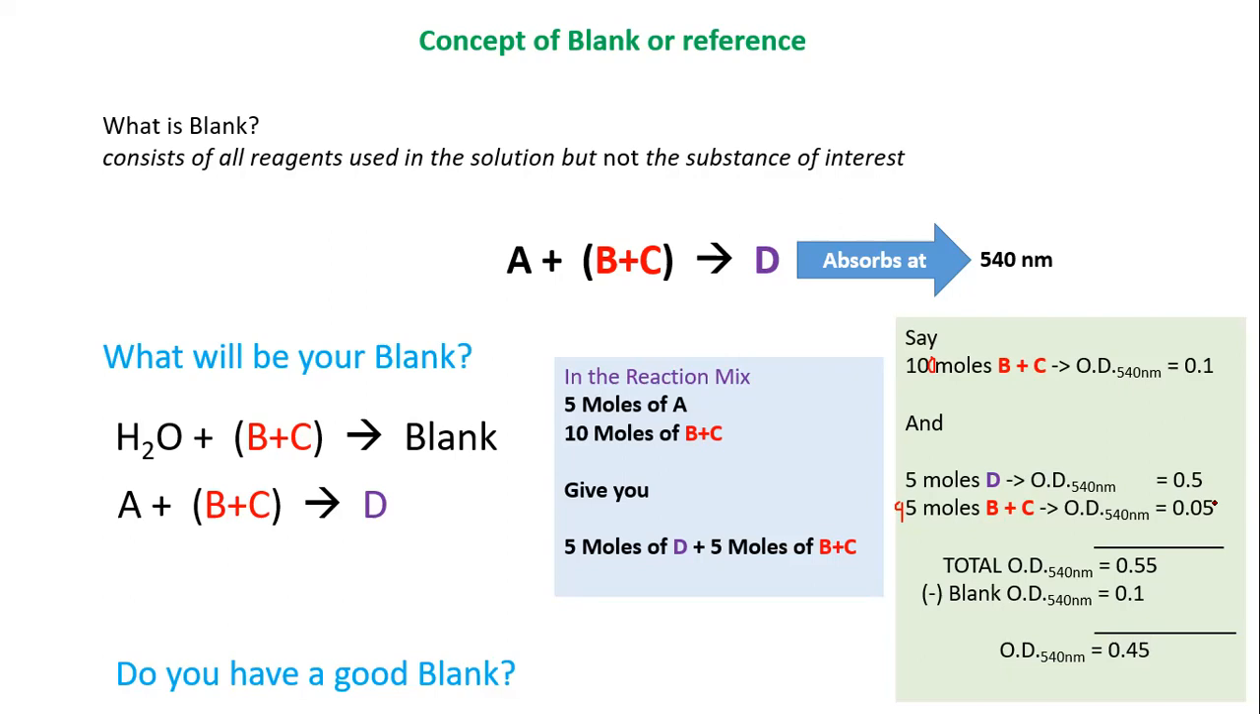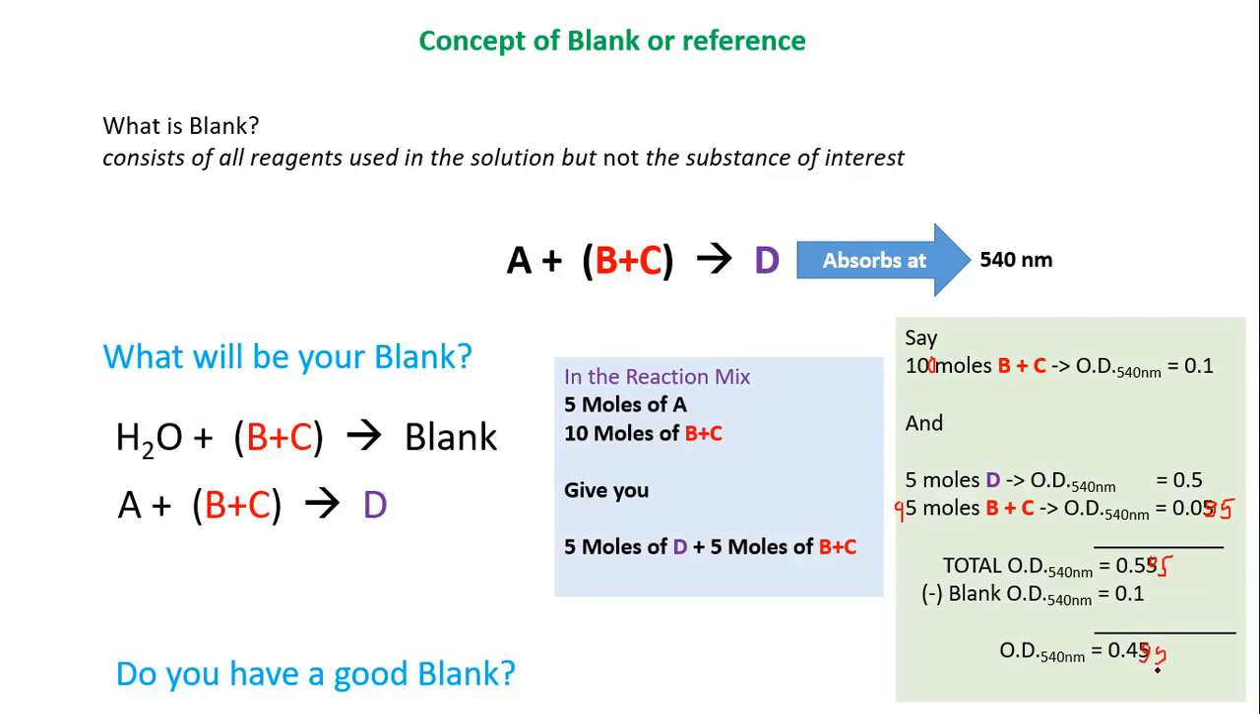Yes, absorption will be 0.095, right? Now add 0.095 to 0.5 in order to get the total absorption that you will get. So it will be around 0.595. Out of which you negate the absorption due to blank, that is 0.1. So what will be the value that you will get? 0.495, right?